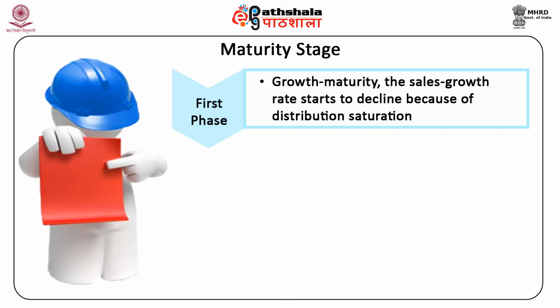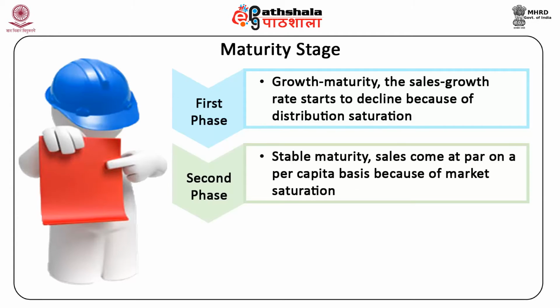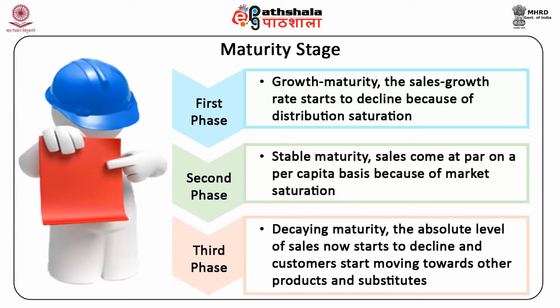There are no new distribution channels to fill, although some laggard buyers still enter the market. In the second phase, stable maturity, sales come at par on a per capita basis because of market saturation. Most potential consumers have tried the product and future sales are governed by population growth and replacement demand.